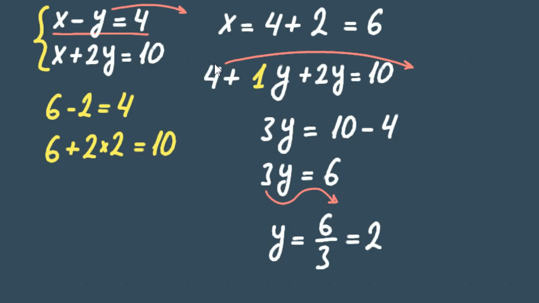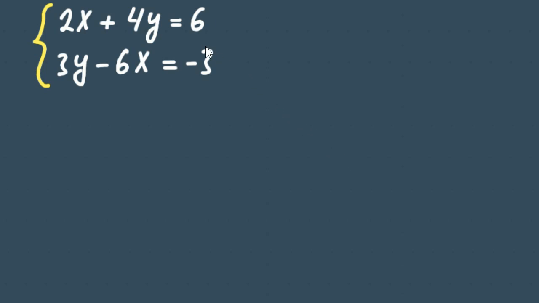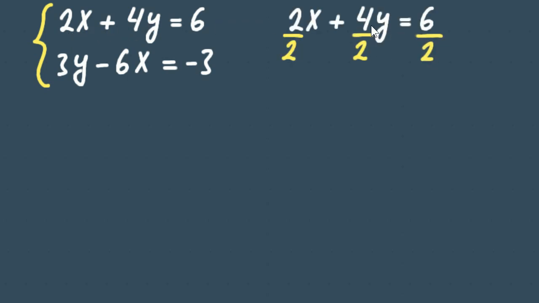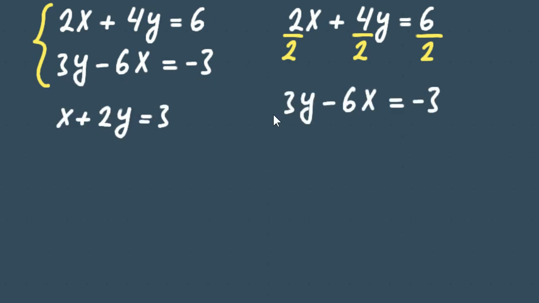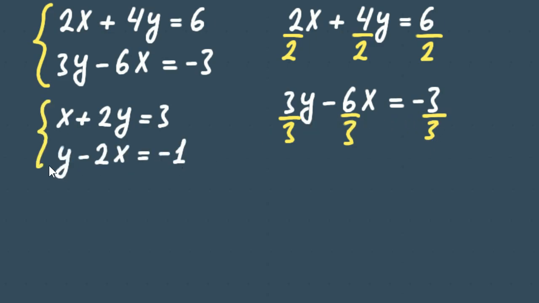If you don't really understand how I do transformations in equations, please look at the lesson at the link in the description. There all the transformations are explained in great detail. Each term of the equation can be multiplied or divided by the same number except 0, and our equation will not change. In the first equation, I divide each term by 2. In the second equation, I divide each term by 3. And this equation system will be equal to our original system.